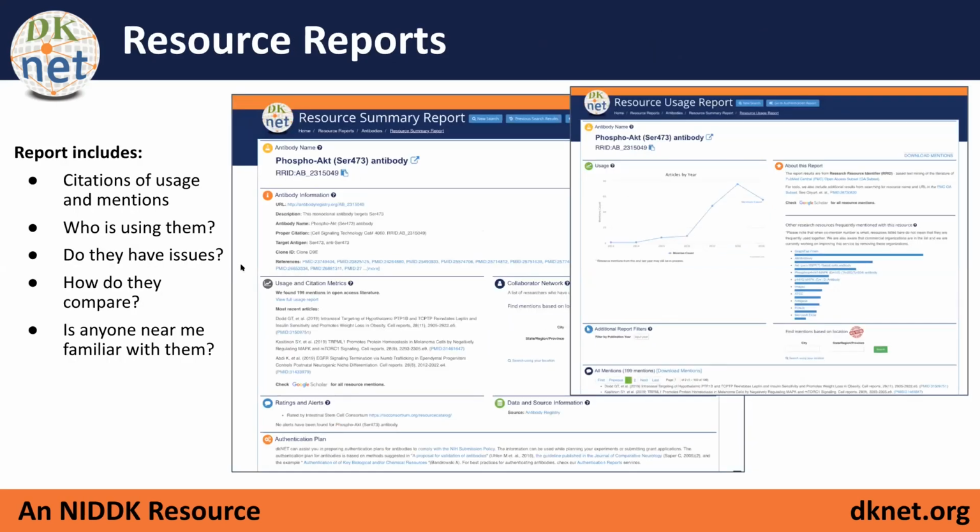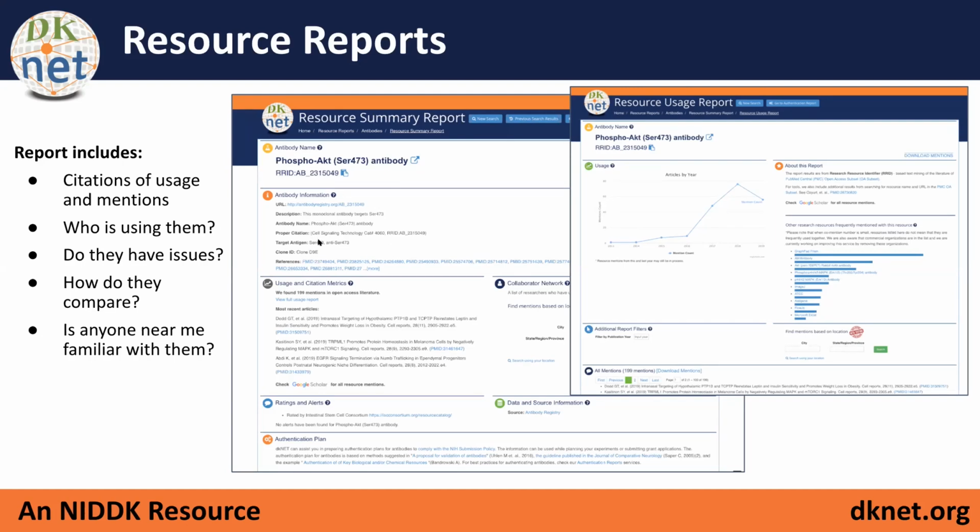This is what a resource report looks like. You get to search across the antibodies, organisms, model organisms, other types of things that are available. And information that is available to us about these resources is all encapsulated into a report. So it's easy to read and easy to look at. And it gives you basic things.